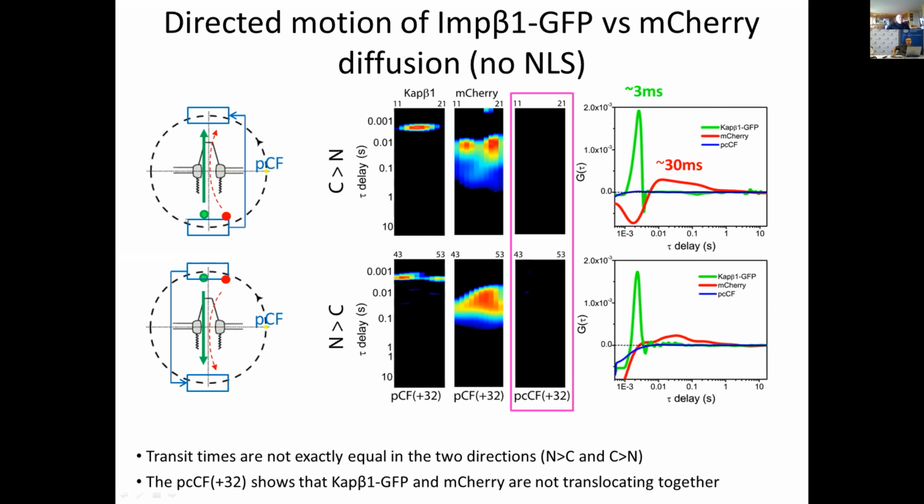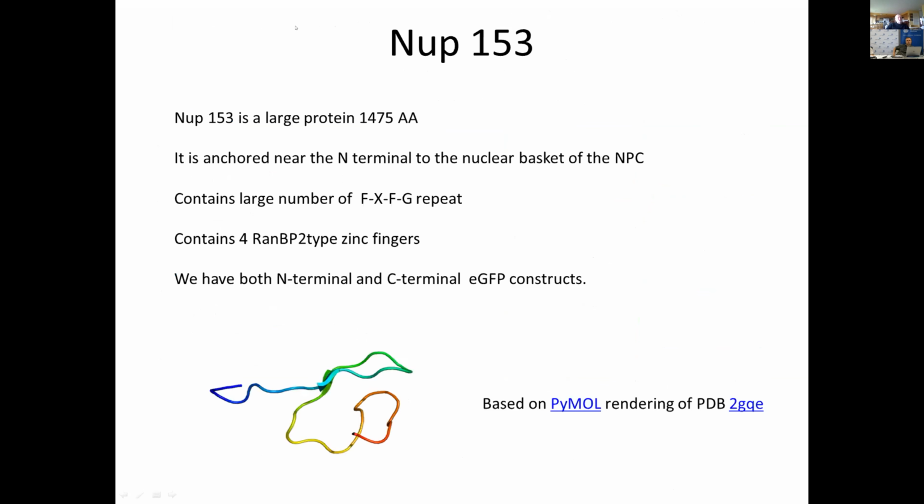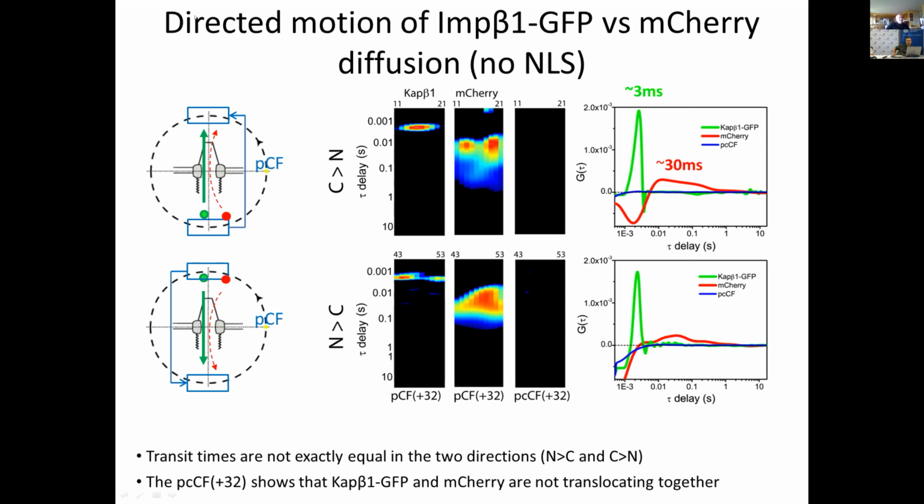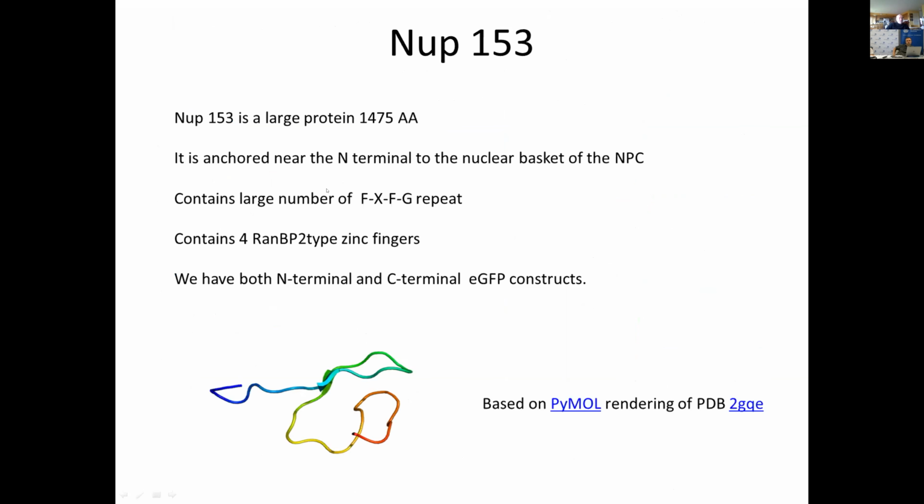So now let's go on with that part. And the question is, among the many proteins that we have, is there a protein in the nuclear pore complex which also moves together with the cargo, which means some causality in the motion of the cargo? And so we choose a molecule which is NUP153, which is a very large protein, has 1475 amino acids, is anchored near the N-terminal to the nuclear basket of the nuclear pore complex. So the basket is this part, so it's anchored here, and contains a large number of FG repeats, and contains 4 RAN BP2 zinc fingers, and has both the N-terminal and C-terminal that we can mark with the EGFP.